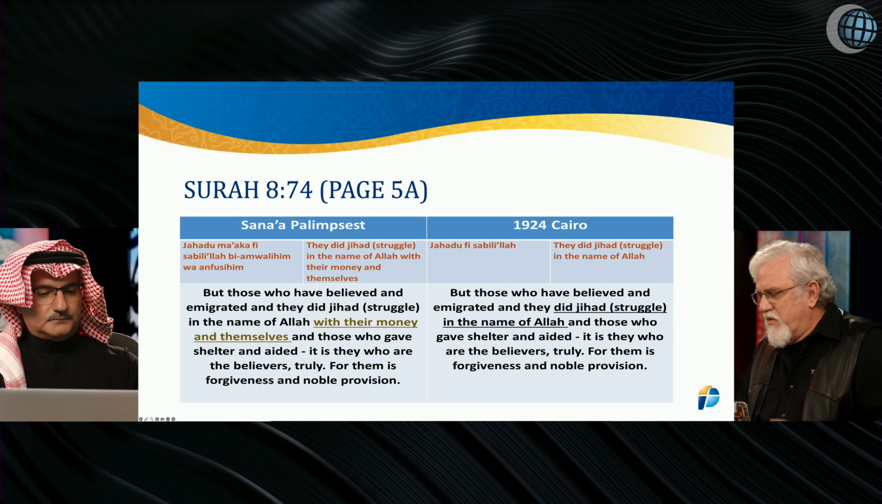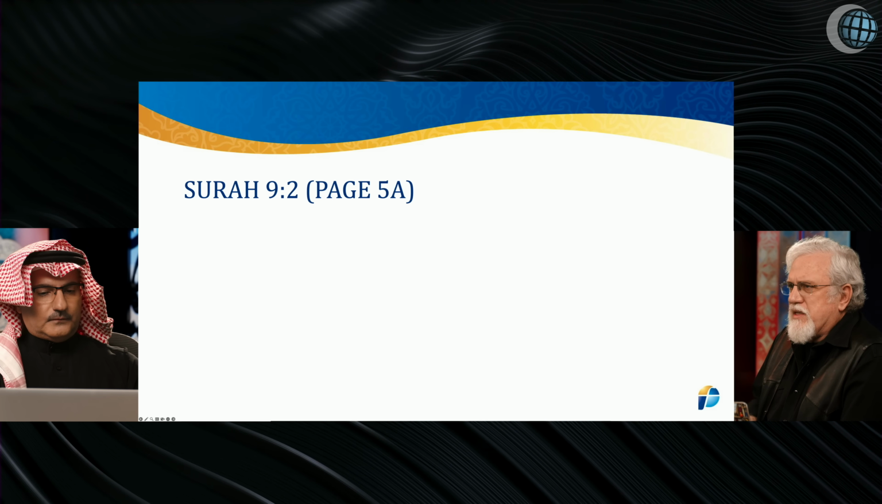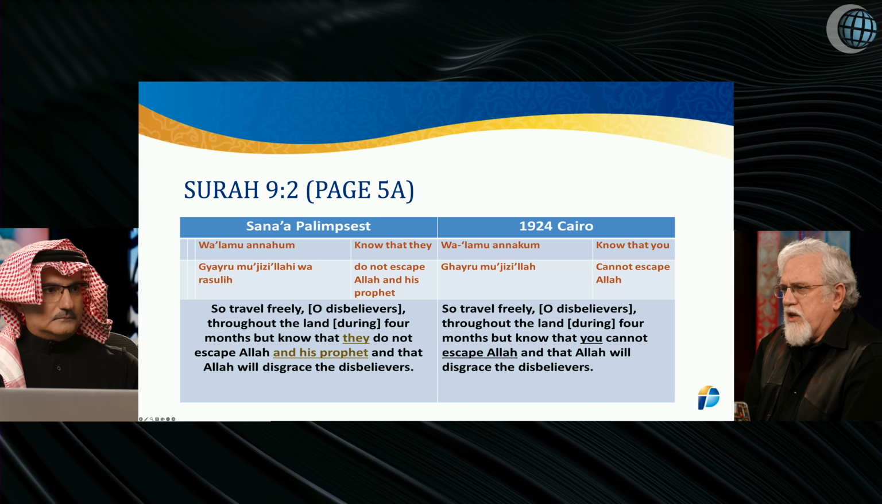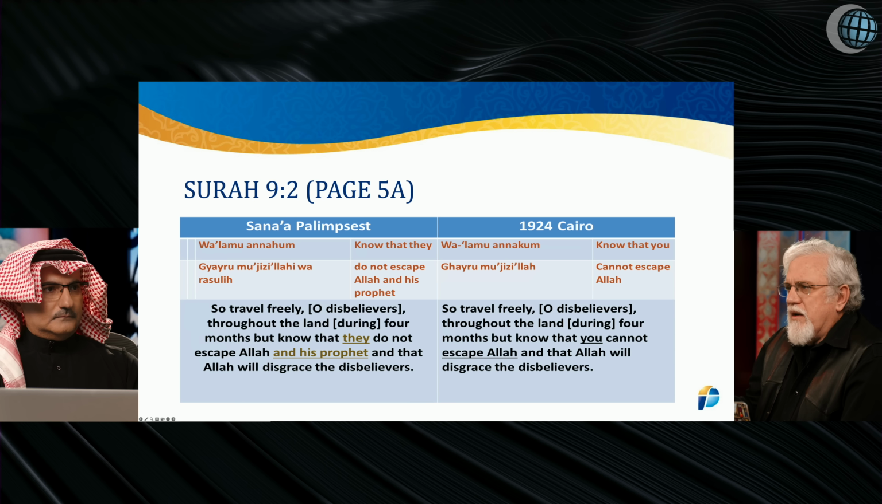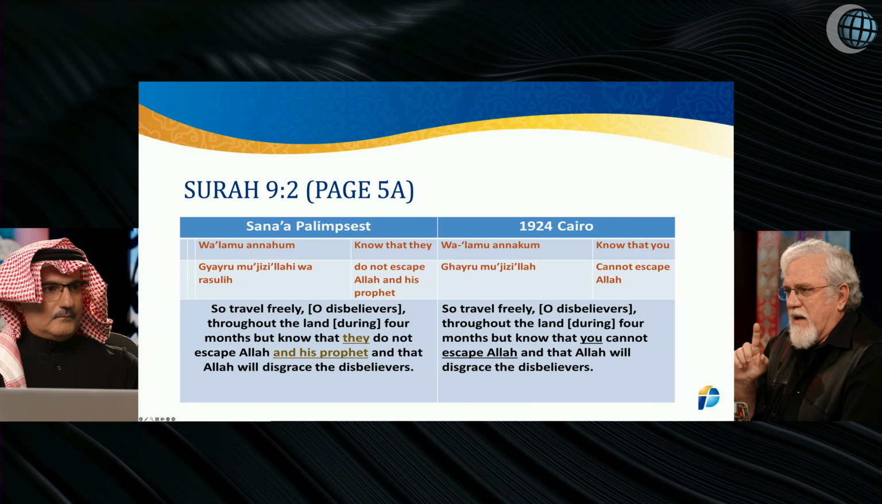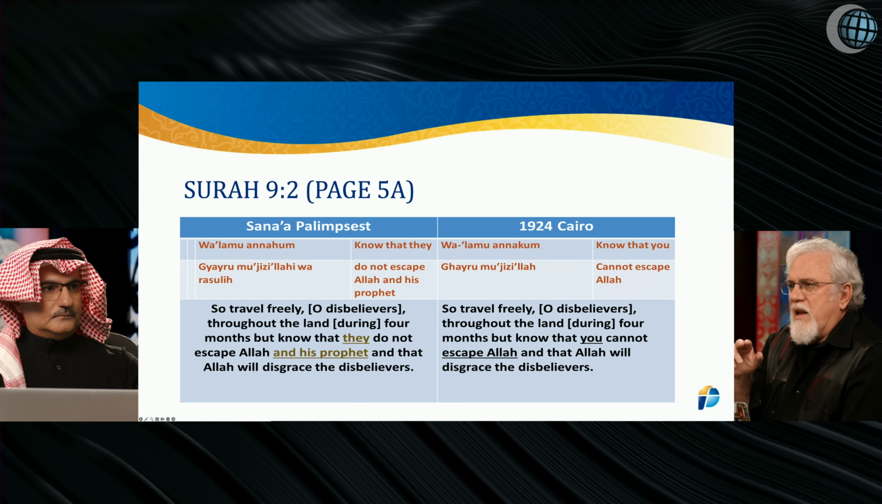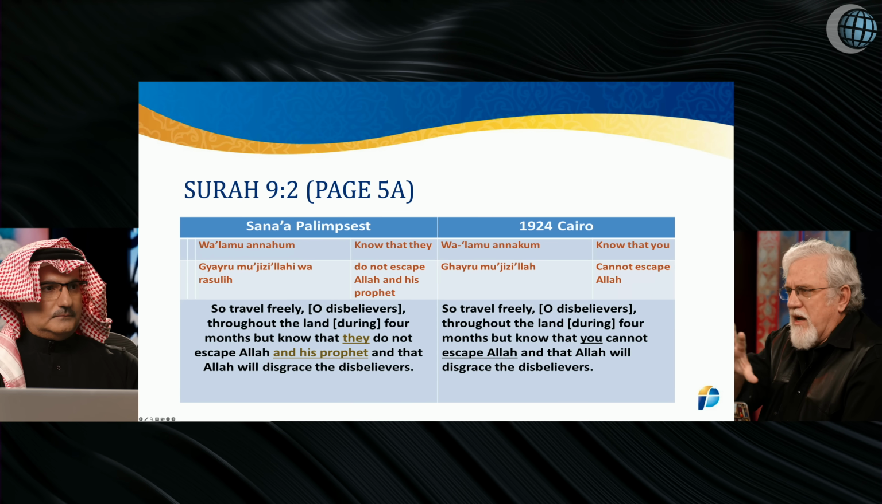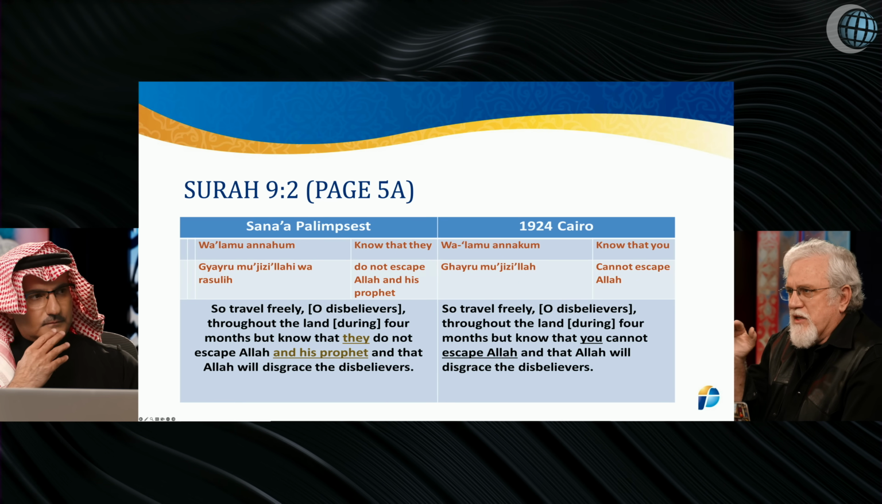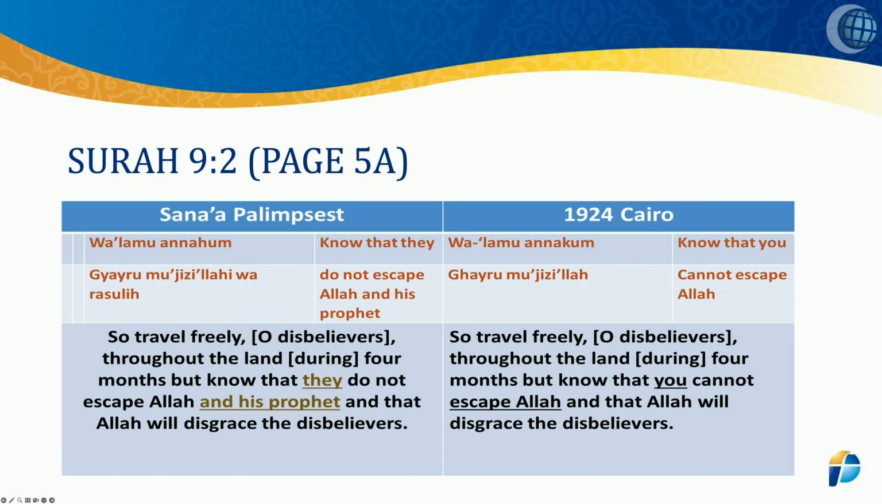I'm going to do one more before we end off this. And this is on chapter 9, verse 2. This is talking about Allah and His prophet. Or is it that you take the name of the prophet out? So on the left side is the Sana'a palimpsest, and here they have wa'lamu anahum, know that they do not escape Allah and His prophet. So you've got the name of Allah and His prophet, whereas in the Cairene edition, which is the Hafs text, it just says, know, you, not they, and cannot escape Allah.